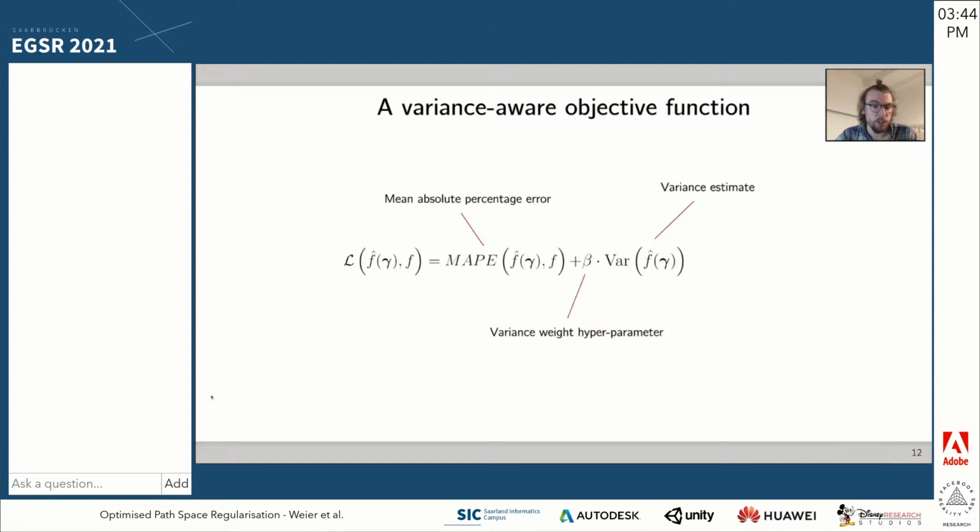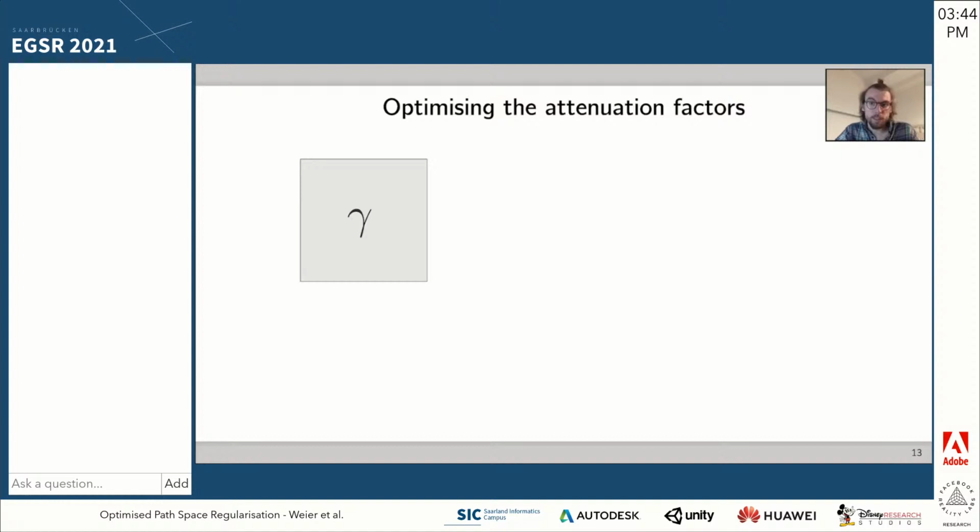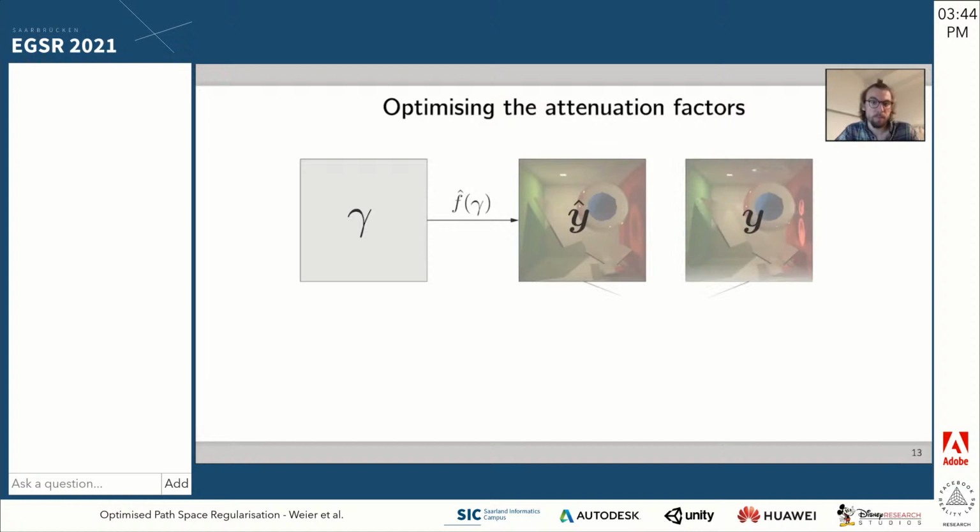Optimizing our parameters using a differentiable renderer is very simple. We start with an initial guess for every attenuation factor, which controls how a specific type of path is roughened, and then run our regularized path tracer to get an estimate y hat. Then we evaluate our loss function given our estimate and the reference, and use backpropagation to compute the gradients and perform a gradient descent step to update our initial parameters. By repeating this process, we then hopefully reach close to optimal values for our desired parameters.